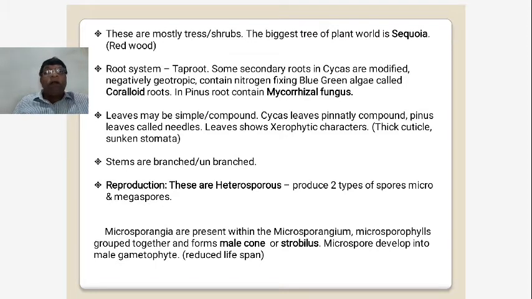Okay. Now, if we examine the root system, it is taproot system. But if we examine the plant Cycas, some of the secondary roots are modified. How are they modified? They are negatively geotropic. Means these are not growing towards the soil.